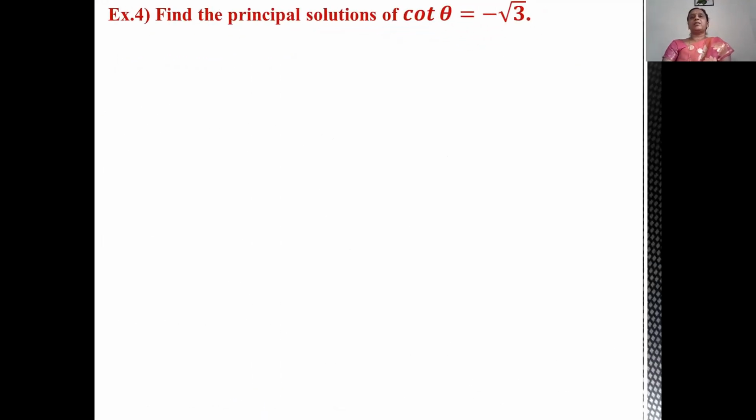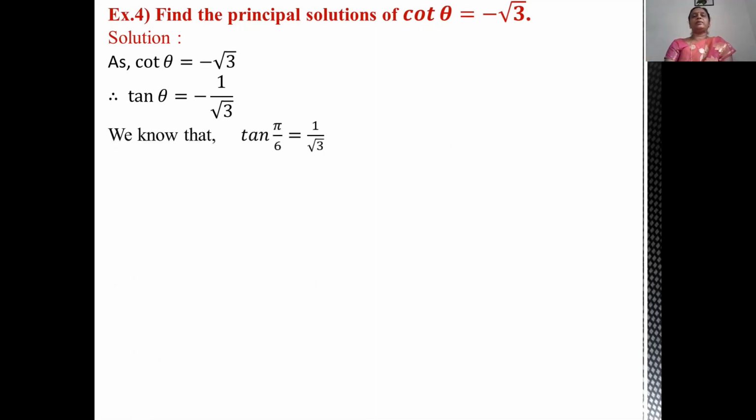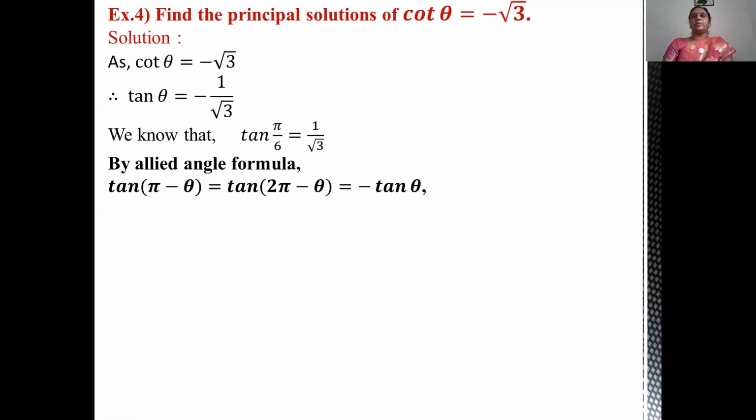Let's see the next example. Cot theta is equal to minus root 3. Now you know that cot is the reciprocal of tan. Take the reciprocal of cot, and you will get tan theta is equal to minus 1 by root 3. Then go to your table of 0 to 360 degrees, where tan has the value 1 by root 3 at pi by 6. That is, at 30 degrees, tan has the value 1 by root 3.